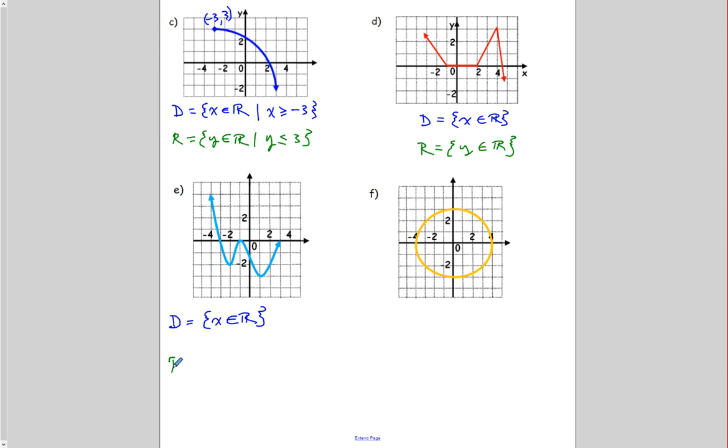Okay, for our range, first thing I want to see is that you're using curly brackets and you're saying y is an element of real numbers. You did all that? You're halfway there. Great. Now I'll say such that, well, it looks to me like our y values can't be down here. Looks like our lowest point is -1, -2, -3. This point right at the bottom of this W shape is as low as it can get. So y has got to be greater than or equal to -3. Anything above -3 is good. It can't be anything less.